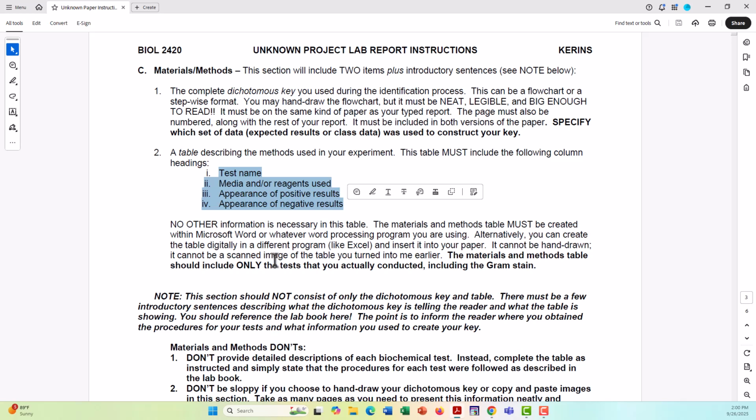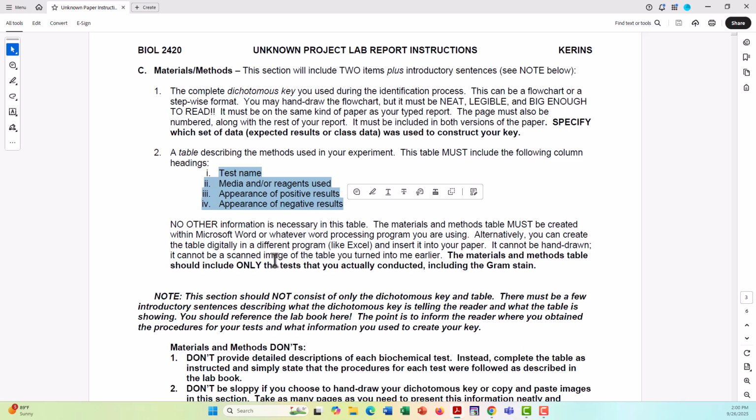Now, some of you may decide that you're going to do all the tests. Fine, then all those tests should be in this table. Some of you may decide, well, I don't need to do all the tests because my gram stain told me information that eliminates some tests. That's fine too. Whatever tests you conduct for this whole experiment, they have to be in this table.